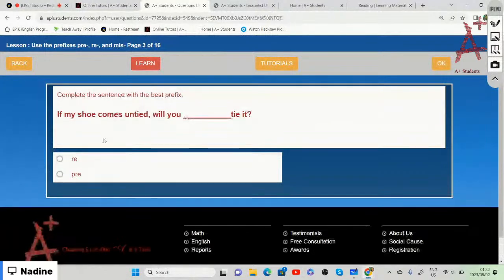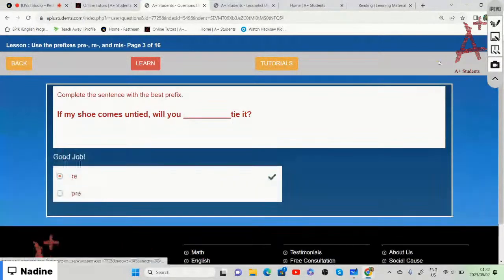If my shoe comes untied, tie it. Will you retie it, tie it again, or will you pre-tie it, which is tied before? So in this case, if it comes untied, knowing that it was tied at first, then we will retie it, meaning we will tie it again, right?